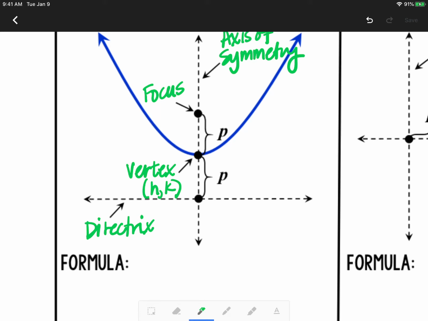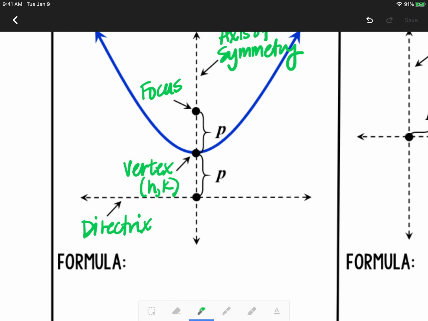Focus and directrix. The focus is that point that your parabola is going to kind of wrap around. The directrix is this straight line that your graph repels away from. So again, the focus is what it wraps around, so you can think of it as getting closer to the focus as it goes, and it is getting farther and farther from the directrix as it goes. It's kind of repelling away from the directrix.